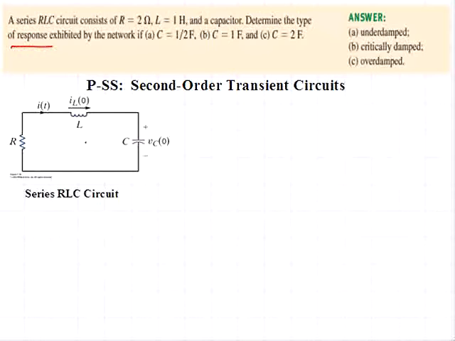We are given values of resistance 2 ohms, the inductor is 1 Henry, and we have 3 different values considered for the capacitance.